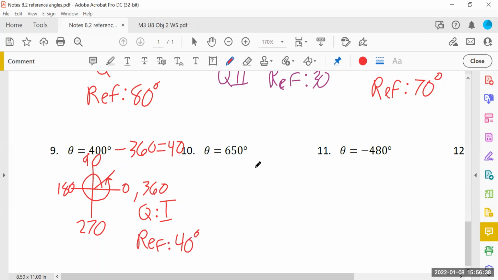650, same plan. I'm seeing that and I know that's going to be too big for me to fit on here. So subtract 360, 650 minus 360 gets us 290. That's going to fit a little bit better. Here's 270. Here's 360. This was equal to 290. So 290 would be right here. But again, I went a full 360 degrees around, and then I kept going until I made it there. Almost 2 complete rotations around it.